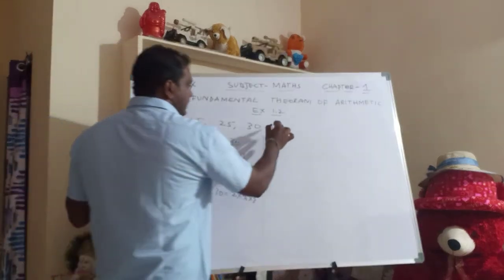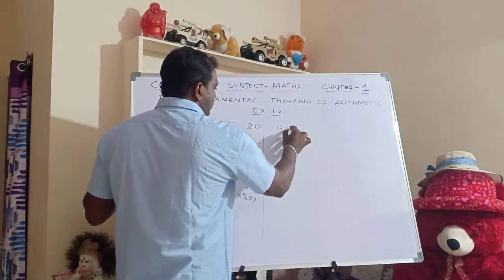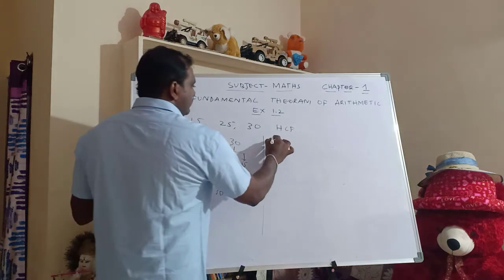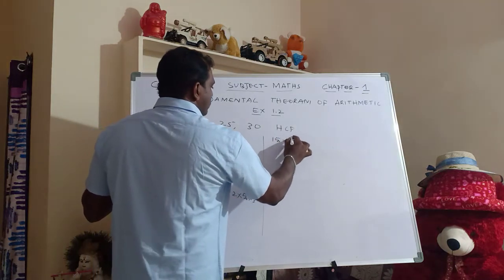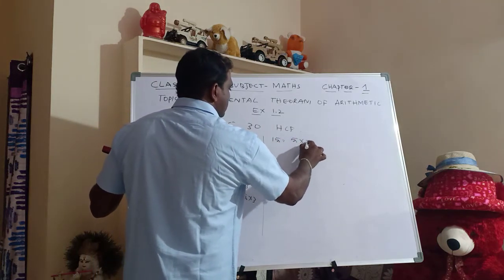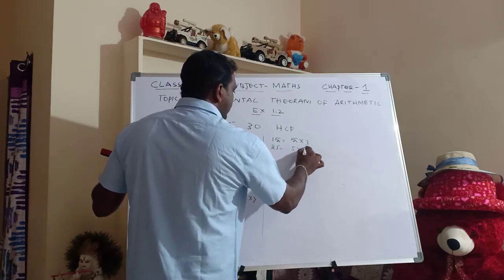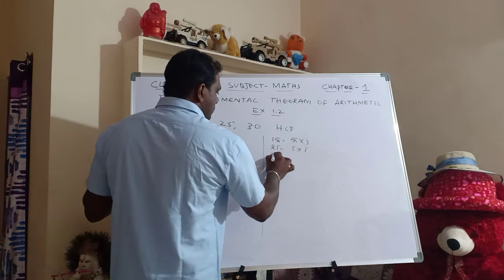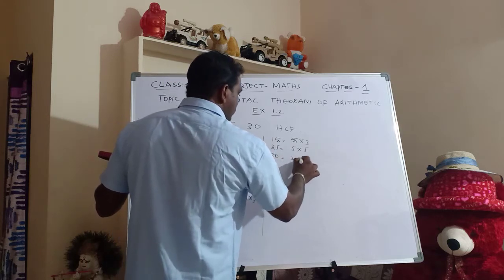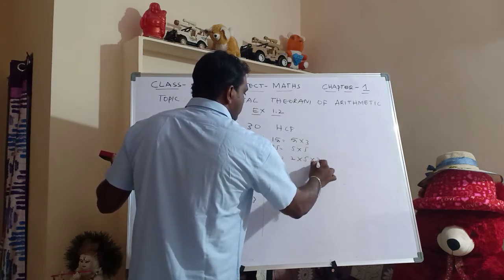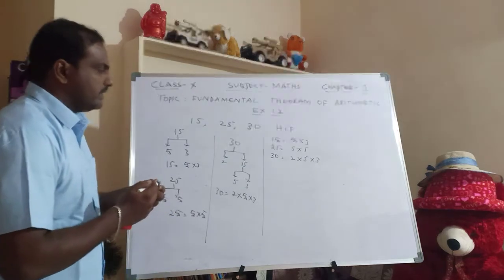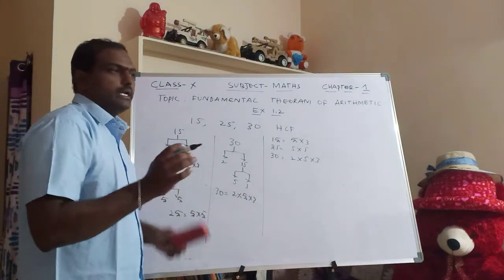Next, first I am finding HCF. What is the step to be done? First I have to write 15 is equals to 5 into 3. 25 is equals to 5 into 5. And 30 is equals to 2 into 5 into 3. So whenever you are doing HCF, I already told you, you have to take the common.